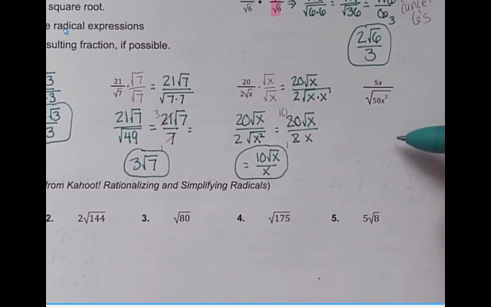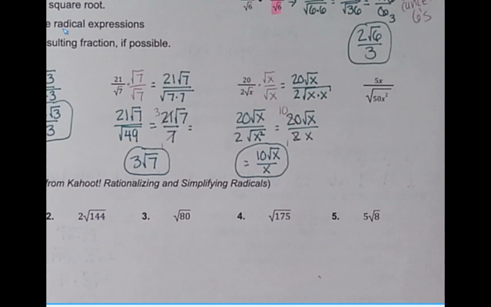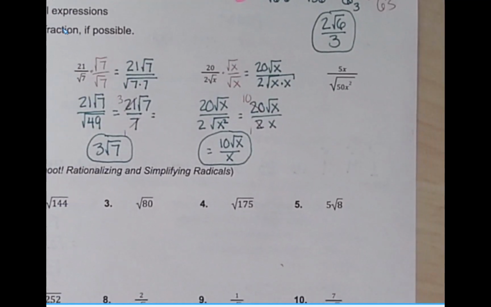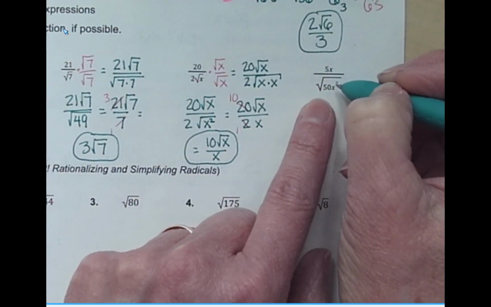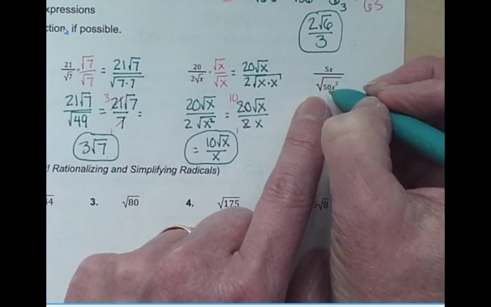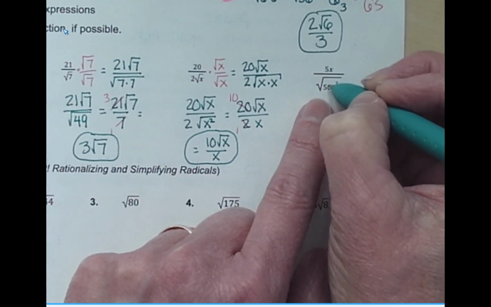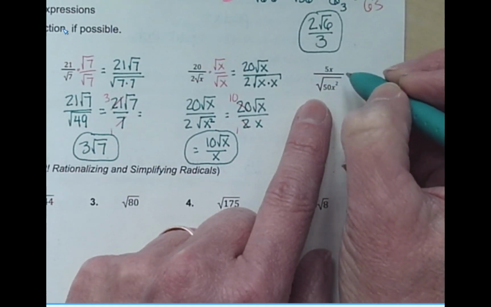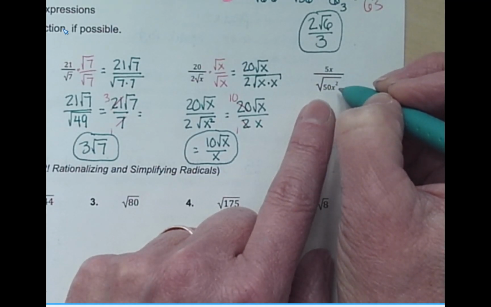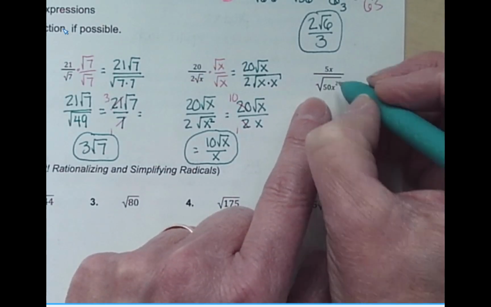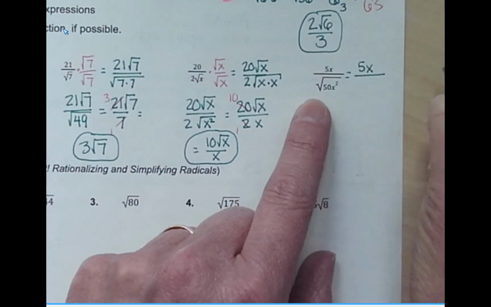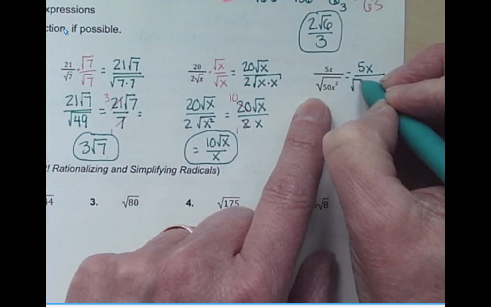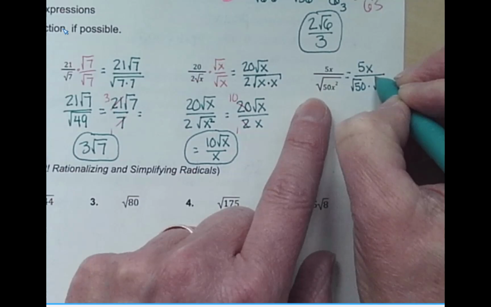This last one is pretty busy, so I guess we can go ahead and do one last one. The reason this one is so busy is because there's some things I can simplify that don't have anything to do with multiplying by a fancy 1. Just to show you what I mean, I have that 5x in the numerator. I have the square root of 50 and the square root of x squared.